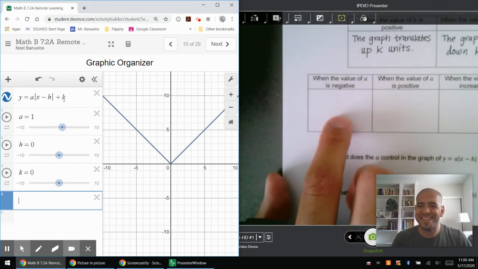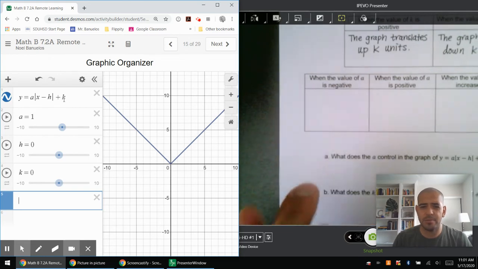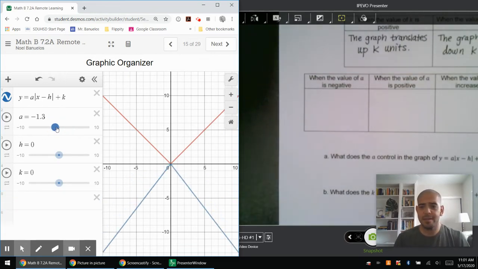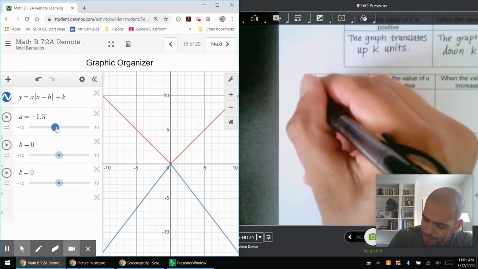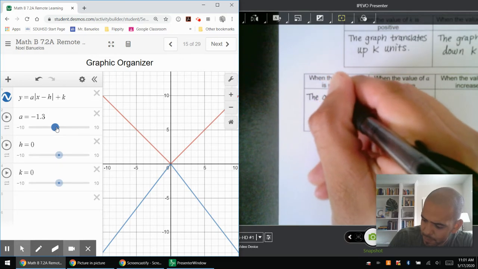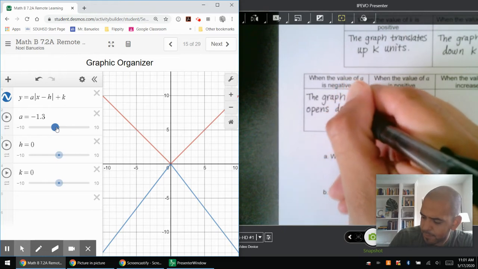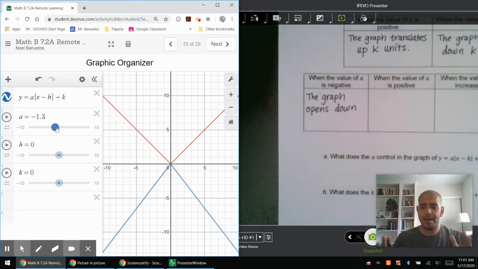Okay. So what about the value of a? What if it's negative? What happens when it's negative? So let's check. I'm changing the value of a to a negative value. What happens? The graph is now facing down. So what we would say is the graph opens down. So if the value of a is negative, you basically have a V, and it changes from facing up to facing down. It's just facing down.